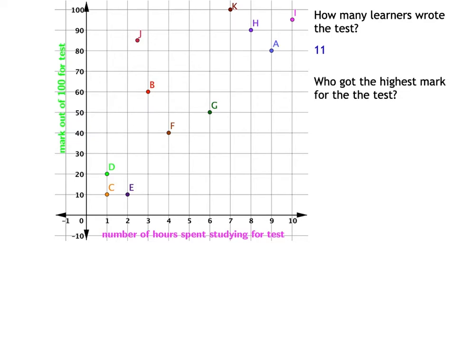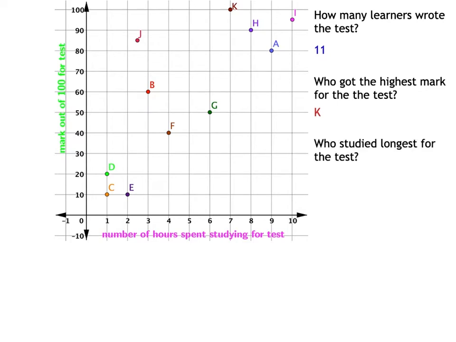Who got the highest mark for the test? Well, remember, the marks are shown as the y-coordinate. So the highest mark will be the highest up. The y-coordinates are how far up you are. And so if you have a look, you can see that the highest up is learner K, and you can read off that learner K actually got 100 out of 100, full marks for the test.